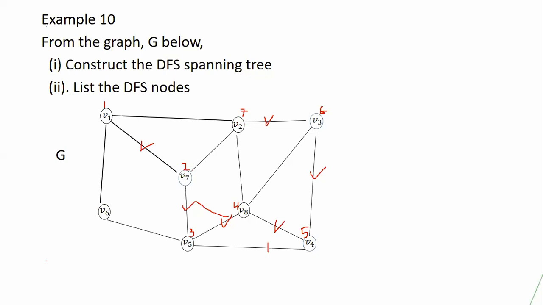So we come back to V3. I want to check for V3, all the adjacent are also used. So we go back to V4. At V4, all the adjacent are also used. So we go to V8, the same thing. Now go to V5. At V5, you can see that V6 is yet to be visited. Then we must go to V6 and number it 8.